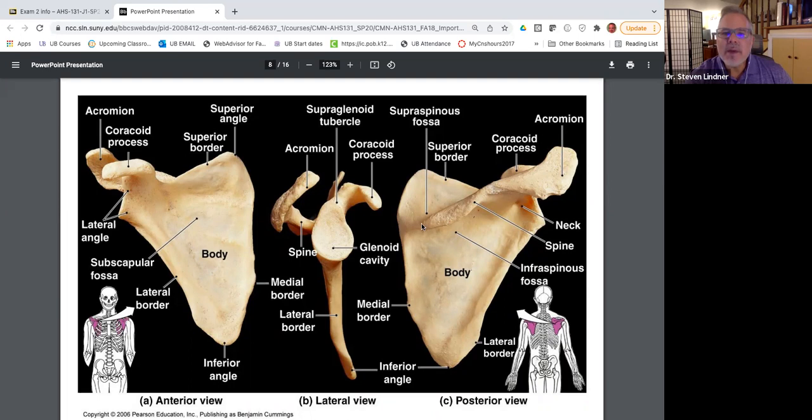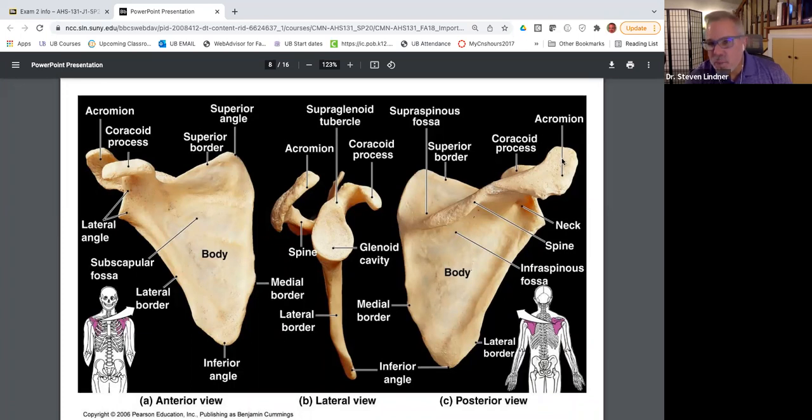Okay. Now, if we look at the spine of the scapula, follow me here, it goes from the medial border and it goes superior and lateral till we reach that highest point. The highest point is the acromion process.